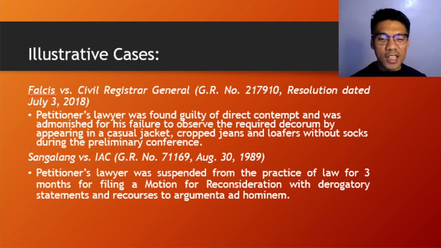So, of course, this was not missed by the Supreme Court, and Attorney Falsis was cited in direct contempt of court. Okay. Now, another case is Sanggalang versus Intermediate Appellate Court.